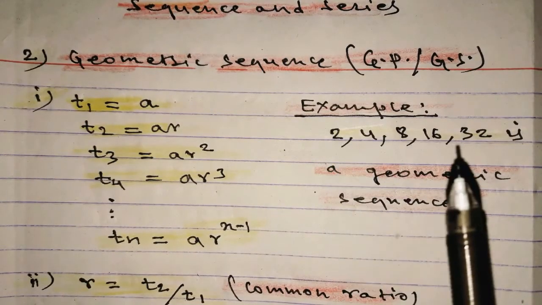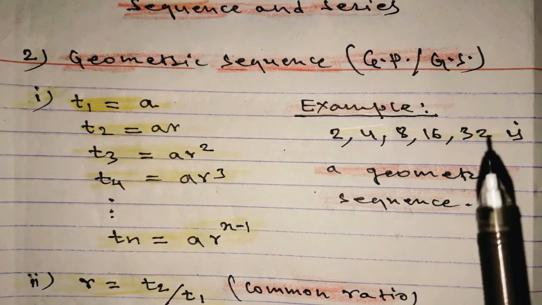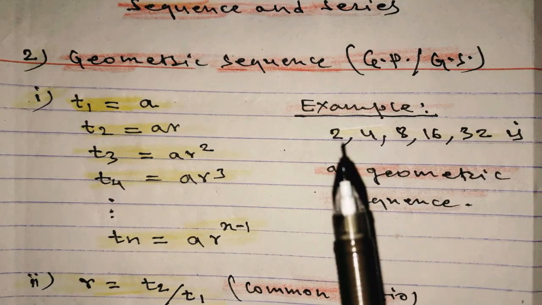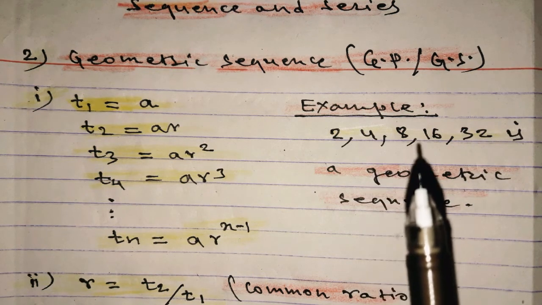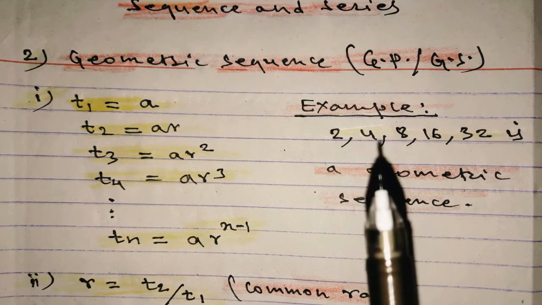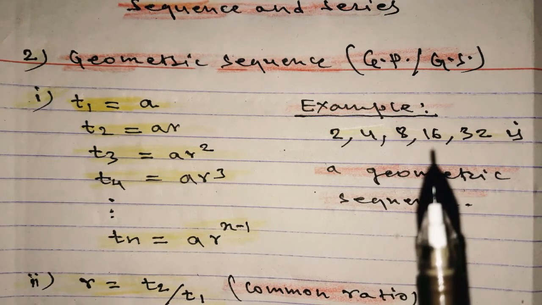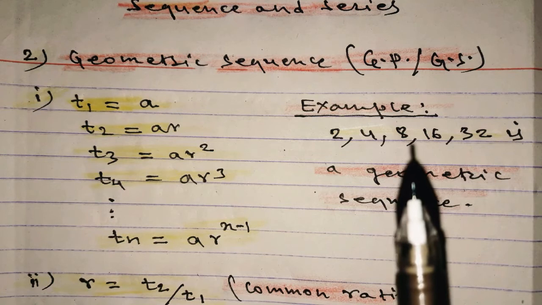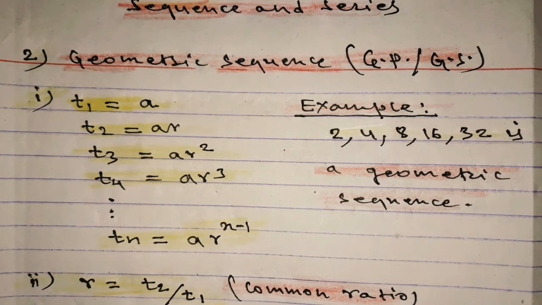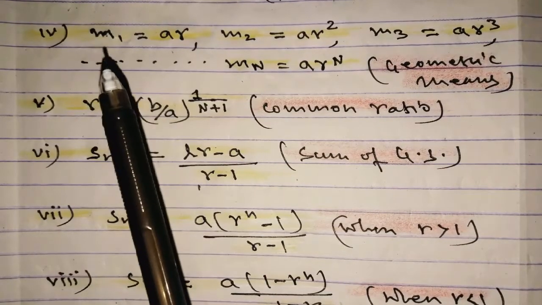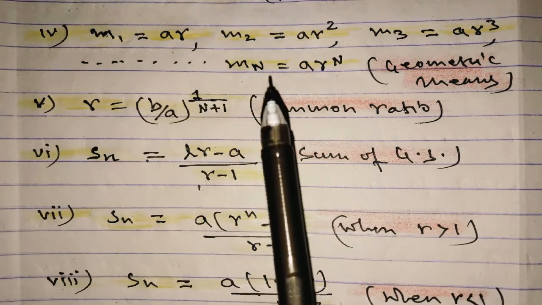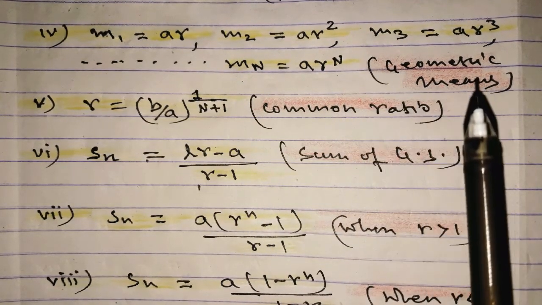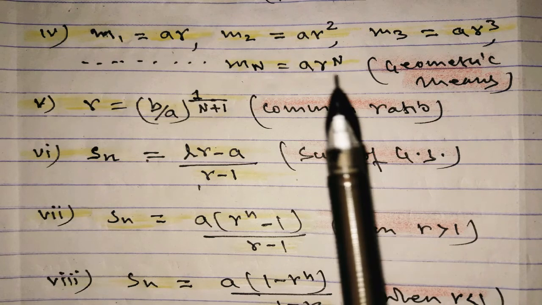If 2 and 32 are any two given numbers of a geometric sequence, then 4, 8, 16 are the first geometric mean, second geometric mean, and third geometric mean. That means M1 is equal to 4, M2 is equal to 8, and M3 is equal to 16. So by using the formula M1 is equal to AR, M2 is equal to AR square, M3 is equal to AR cube, dot dot dot, Mn is equal to AR to the power n, we can find geometric means between any two given numbers of a geometric sequence.